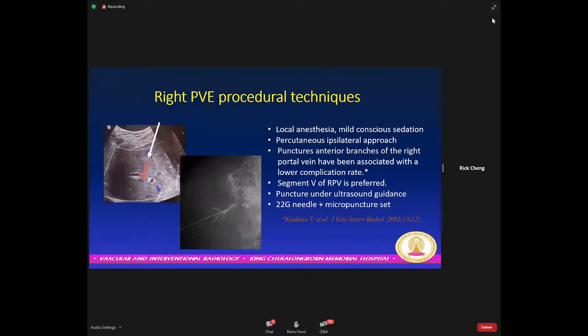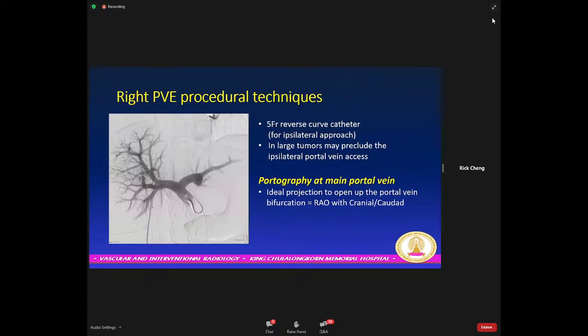Segment 5 portal vein branch is always my first choice. The parallel of vascular alignment and the needle insertion will make guidewire insertion easy. Furthermore, anterior branch access has been associated with the lower complication rate. To avoid FLR injury, ipsilateral approach should be considered first. However, in case with large tumor, ipsilateral approach may be difficult or impossible.